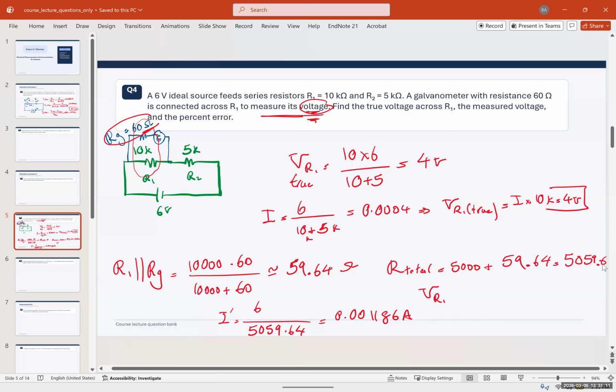Now, using this current, I can find the measured value of the voltage, which is going to be I prime times 59.64, giving us 0.708 volts. Now, if I want to find the percentage of error, it's going to be 4 minus 0.708, divided by 4, times 100, which gives us 98.23%. So the result is 98.23%.